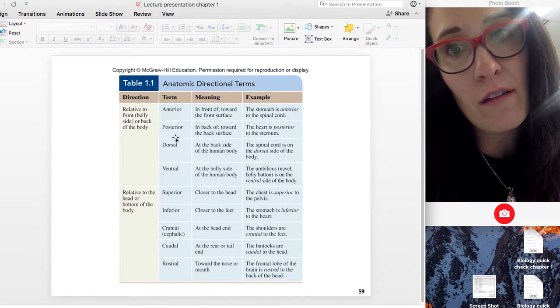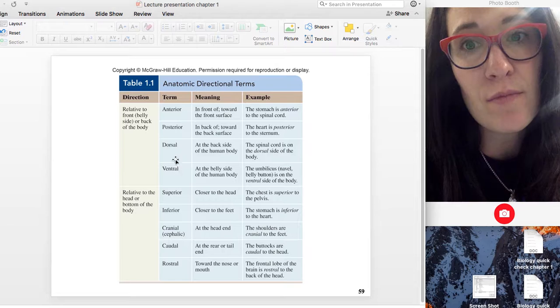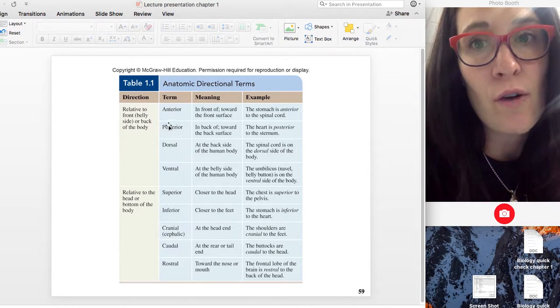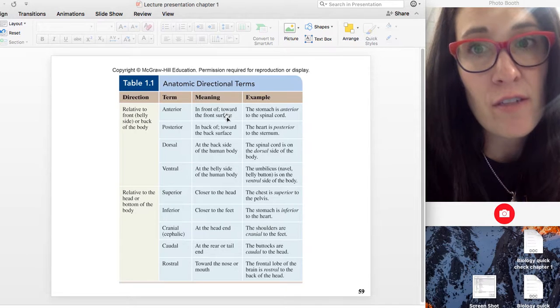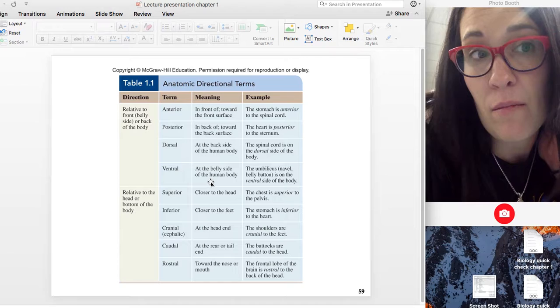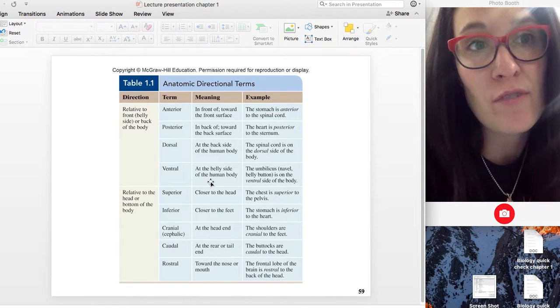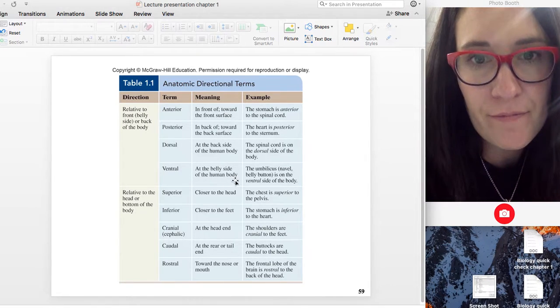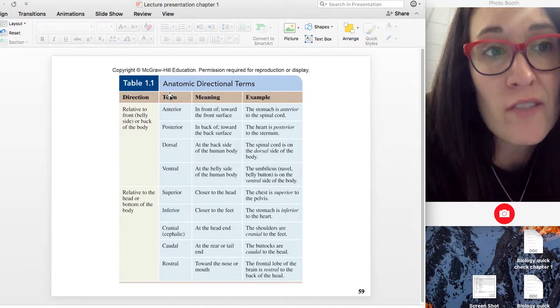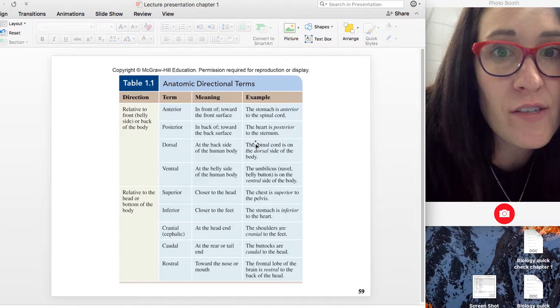And dorsal and ventral are two terms that mean the same thing as anterior and posterior. So anterior is in front of, towards the front surface, and ventral is on the belly side of the human. Belly side in animals, that's why there's two different terms. But it just so happens that in humans, ventral and anterior, we're talking about the same surface. And it gives you some good examples.